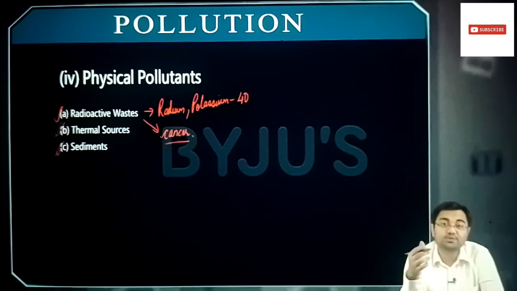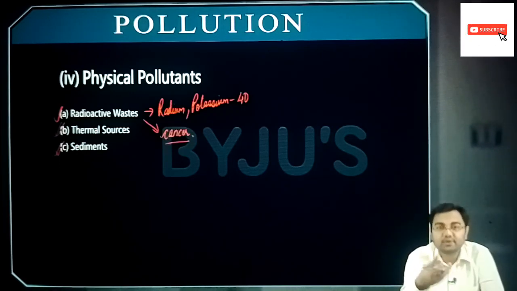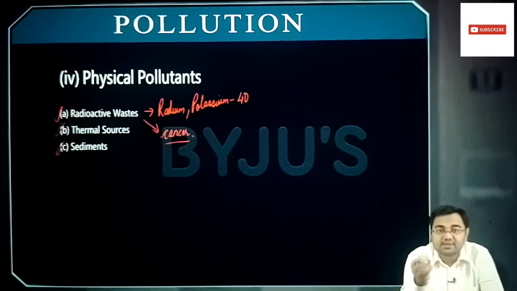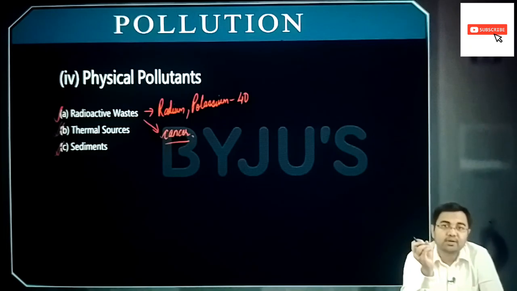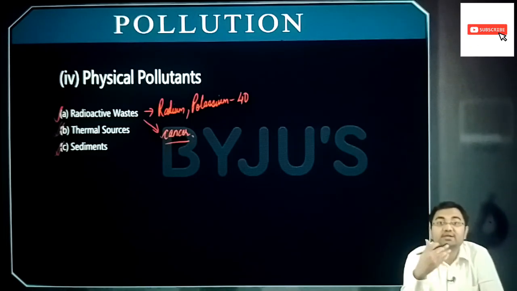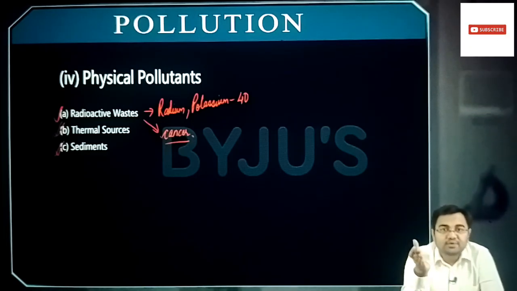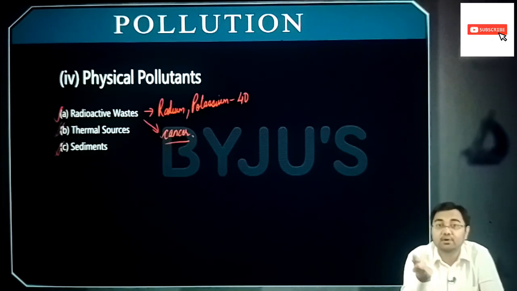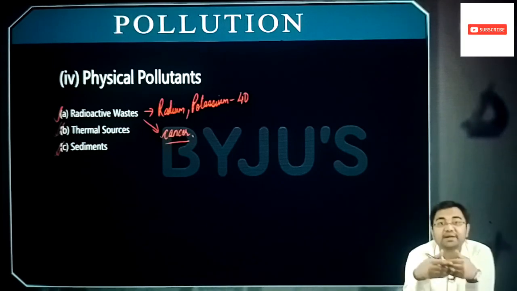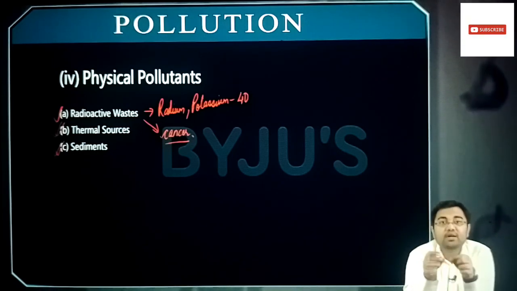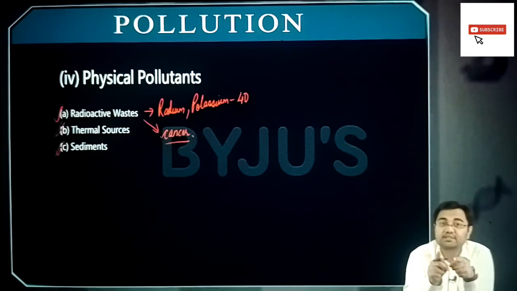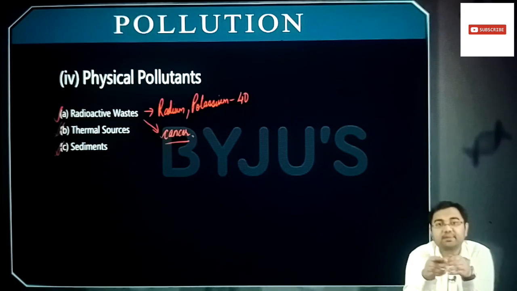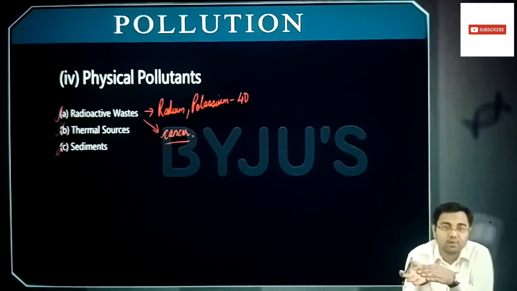Then we have the thermal sources. So various industries, nuclear power plants, thermal power plants, they require water for cooling, and as a result there is hot water. So this hot water is often discharged into the rivers and lakes. Now this results in thermal pollution, and this leads to an imbalance in the ecology of the water body, because higher temperature leads to a lower amount of dissolved oxygen, which is very essential for marine life. So the fish and other aquatic animals can get affected by a sudden change in the temperature of water.